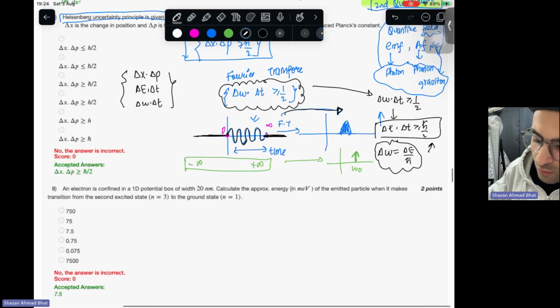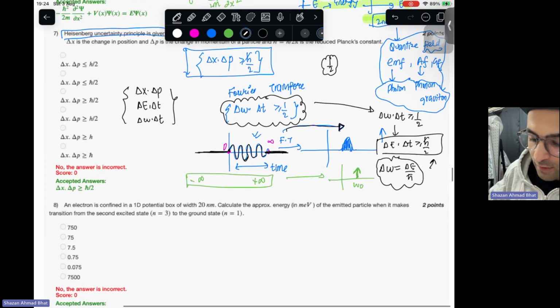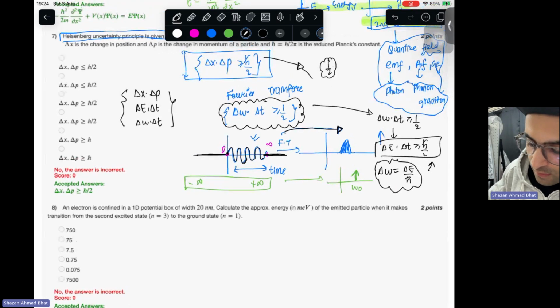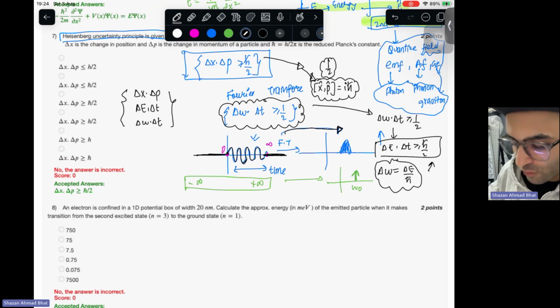And how this 1 by 2 factor comes, you need to again go into the foundations of quantum mechanics. When you do quantum mechanics, you study commutators and you compute the commutation of these operators, and you see that the momentum and the position do not commute. That means they don't have simultaneous eigenfunctions.